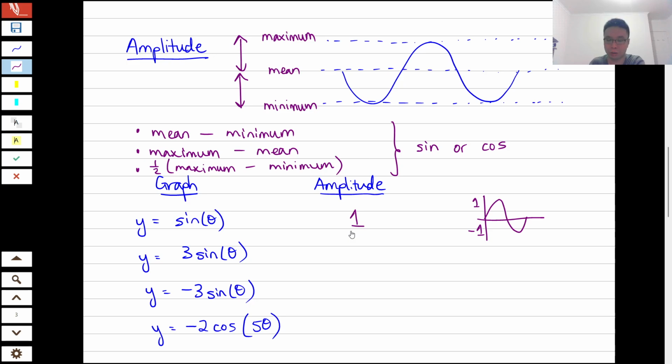Now, if I choose to dilate my graph by a factor of 3 from the x-axis, this time my graph will have a maximum value at 3 and a minimum at -3. And so the amplitude will now change to 3.